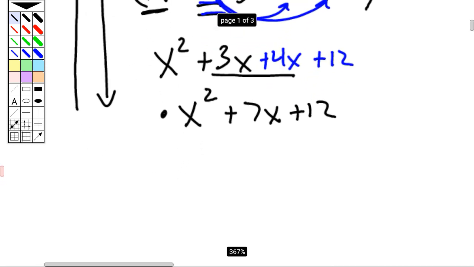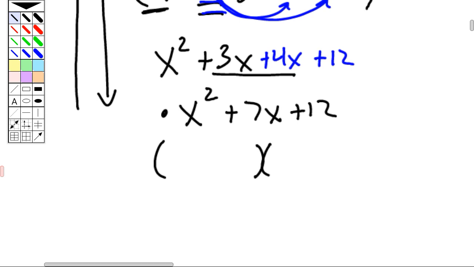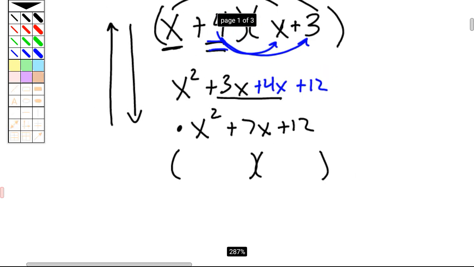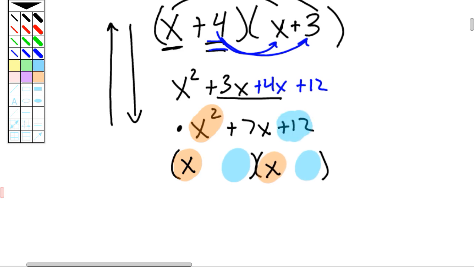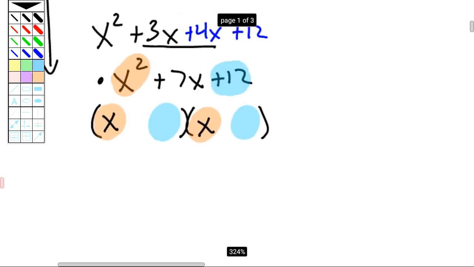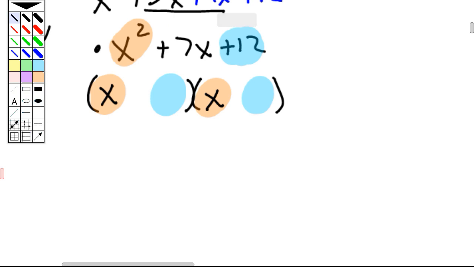So how would you do this one? Well, let's think about it. We know that whatever this times this is has to multiply to make that first term. What's the only thing to multiply by itself to make x squared? It's got to be x and x. And then these two numbers here, whatever they are, they need to multiply to make a 12. But two things got to happen.